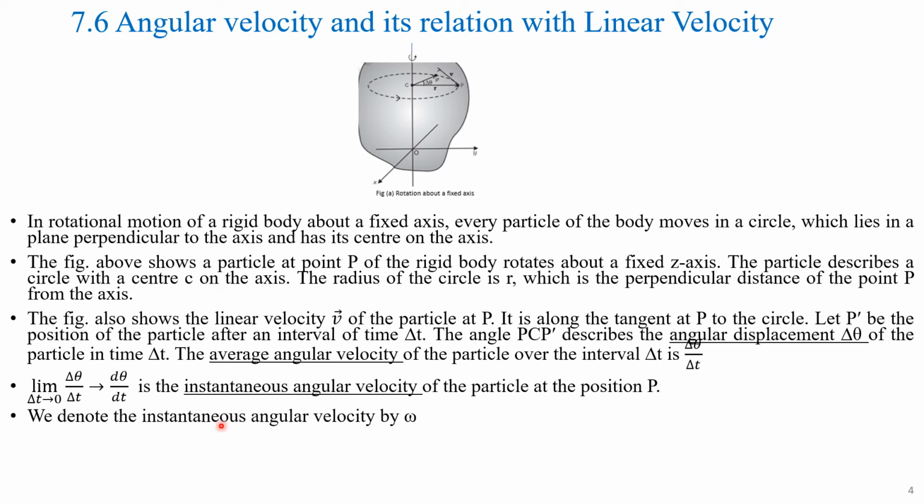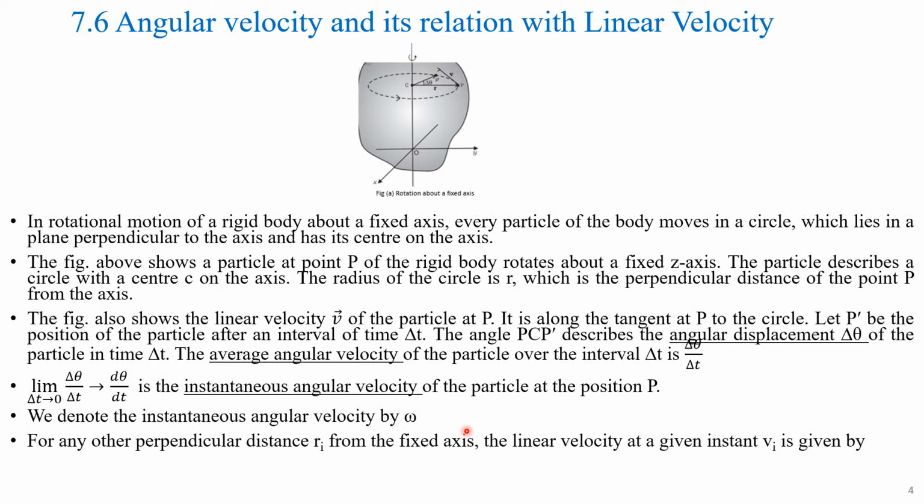We denote this instantaneous velocity by the letter omega. This is the Greek letter omega. Therefore, d theta by dt is equal to omega.